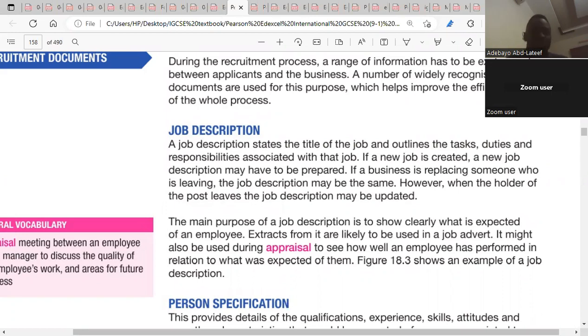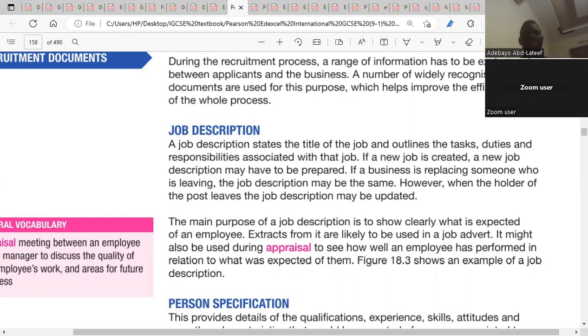During the recruitment process, if I have to be employed, I need to drop my CV. The school I'm applying to would give me some form to fill. Yes or no? I'm going to fill this form and I'm going to exchange it. The school is going to exchange with me. We're going to exchange different documents during the process.